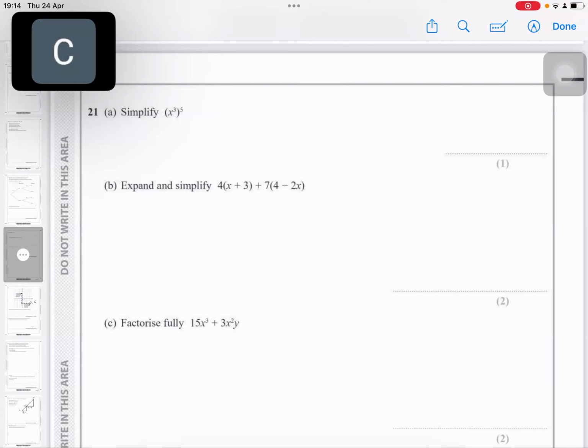So outside, you will have 3x squared. And then if you divide 15 by 3, you would have 5. If you divide x cubed by x squared, you'll be left with x. And then you will be left with y, because by the time you take out 3x squared from 3x squared y, you would be left with only y. Okay, so take a look at this. I sent you something in the chat.